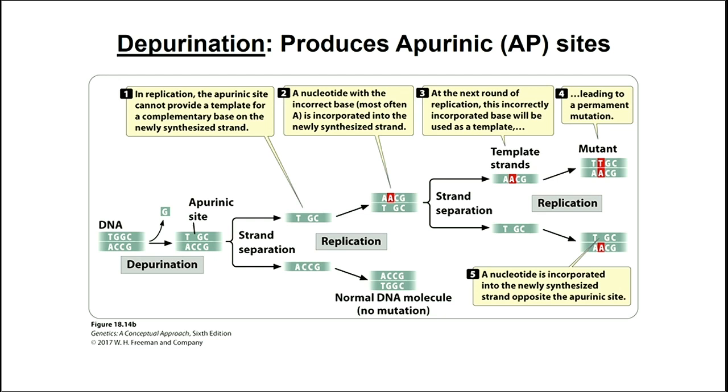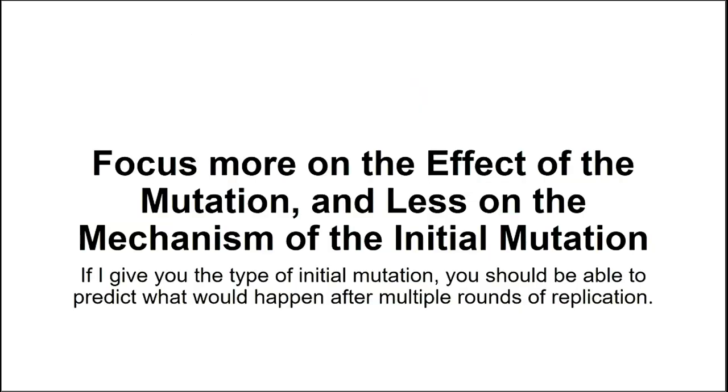So now let's undergo a second round of replication in that abnormal daughter cell. So in that abnormal cell, let's assume we have not repaired this issue. So we've separated our strands, and now across from this A, the DNA polymerase is going to put a T. So after 2 rounds of replication, what used to be a GC base pair is now a TA base pair. Because that apurinic site was not fixed, was not repaired before the initial replication began. So this is what I mean by focus more on the effect of the mutation.